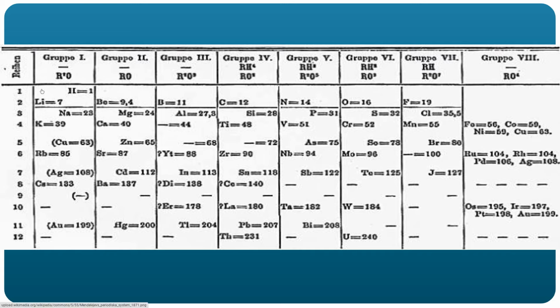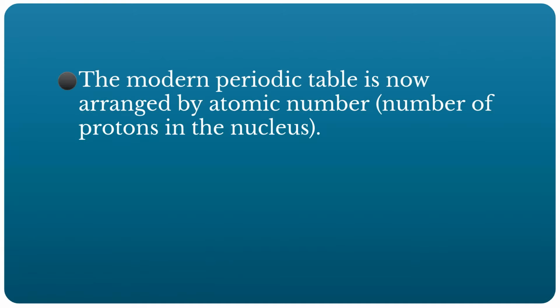And the big organizing principle that he has here is mass and how many oxygens or hydrogens these things bonded to. And so he was able to come up with what is the precursor to our modern periodic table. I know it doesn't look a lot alike, but they are similar. And of course, now the modern periodic table is arranged by atomic number.